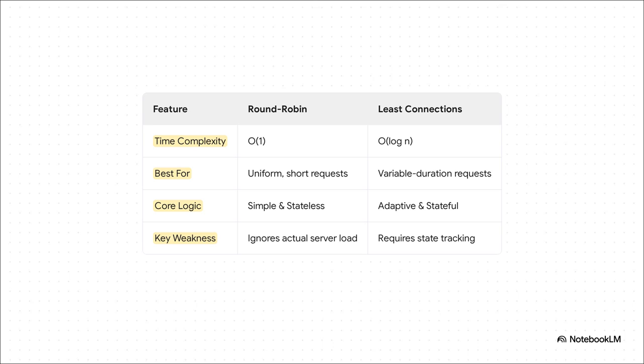If you're prepping for a system design interview, you might want to screenshot this slide. Round robin, O(1) time, is best for when all your requests are basically identical, and it's stateless. It doesn't have to remember anything. Its big weakness? It's completely oblivious to server load. Least connections, O(log n), is perfect for mixed traffic, but it's stateful. It has to keep track of active connections, and that's its main complexity.